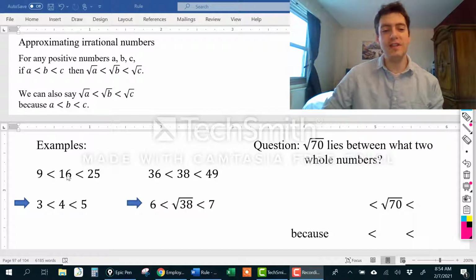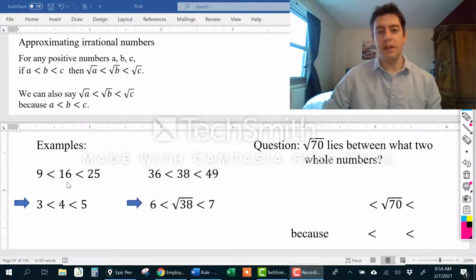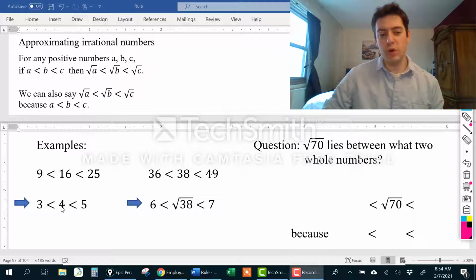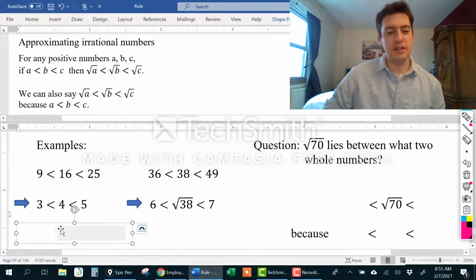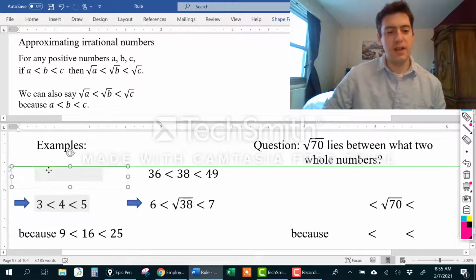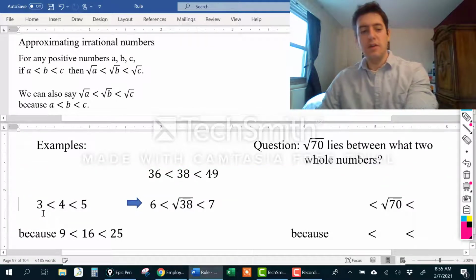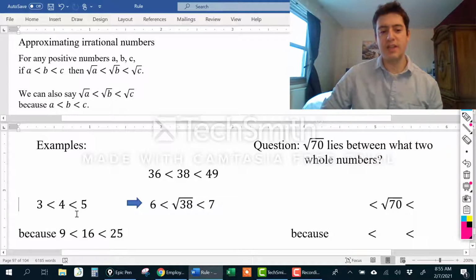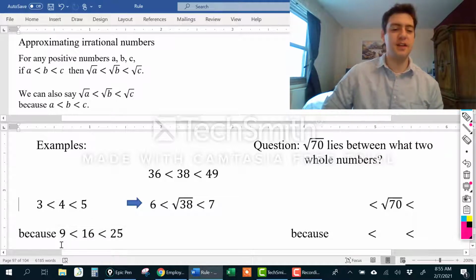So if I know that a is less than b, which is less than c, then I also know that the square root of a is less than the square root of b, and the square root of b is less than the square root of c. And of course, we can see that this is true. We all know that 3 is less than 4 and 4 is less than 5. Now, another way of saying that is, if I know that this statement is true, then another statement that I can make is that 3 is less than 4, which is less than 5, because 9 is less than 16, which is less than 25.